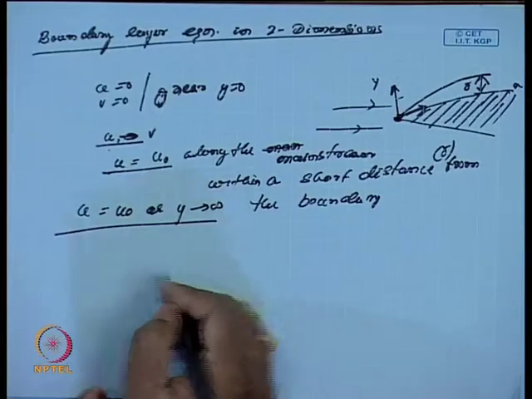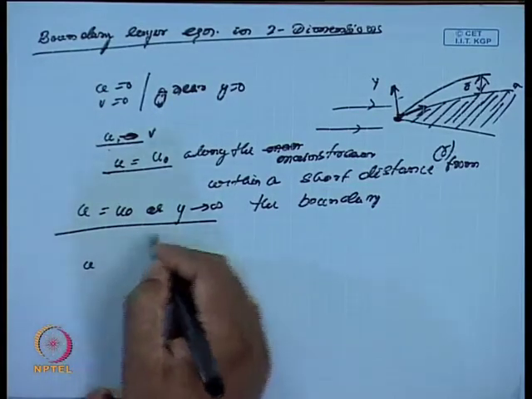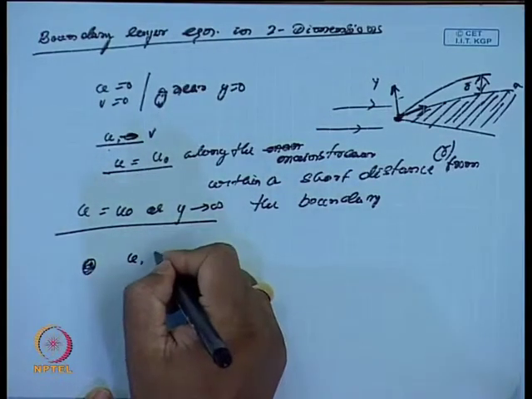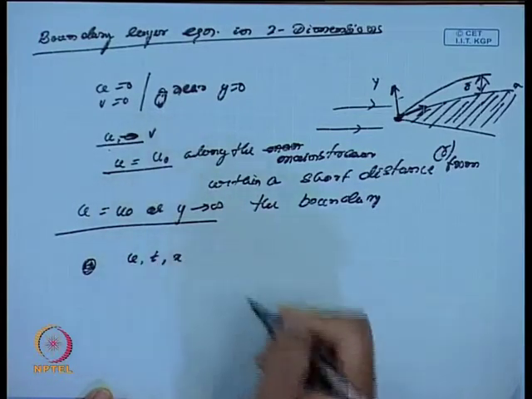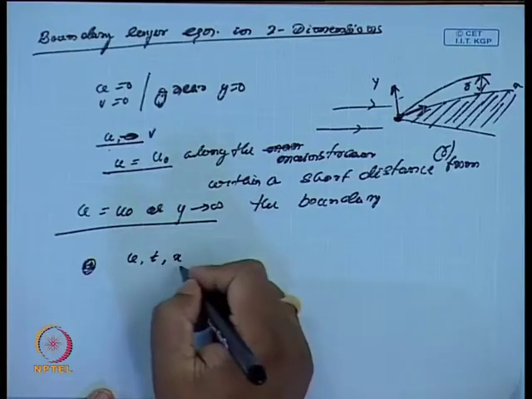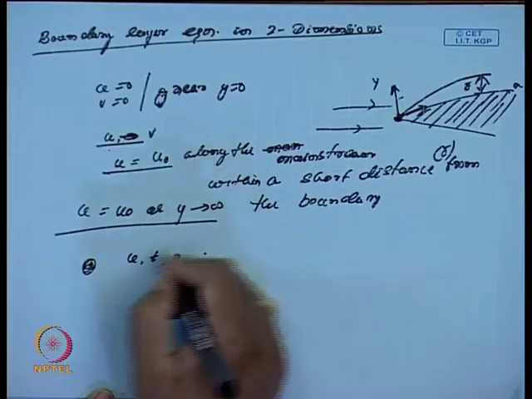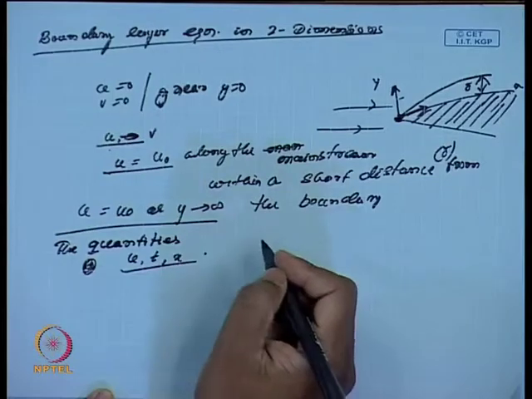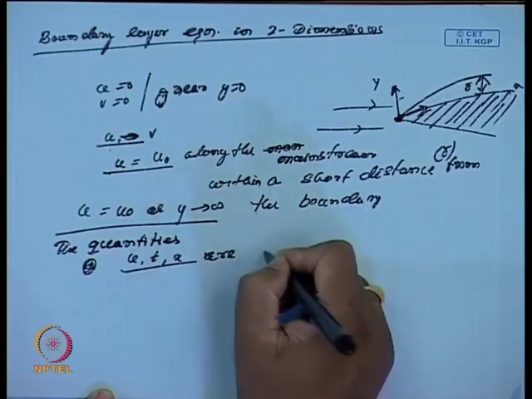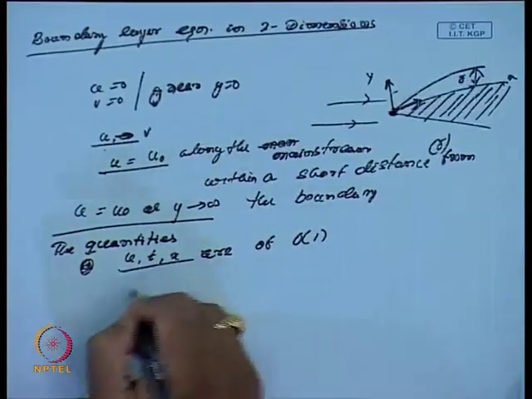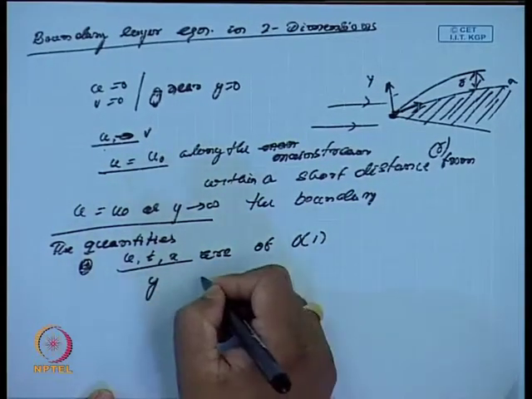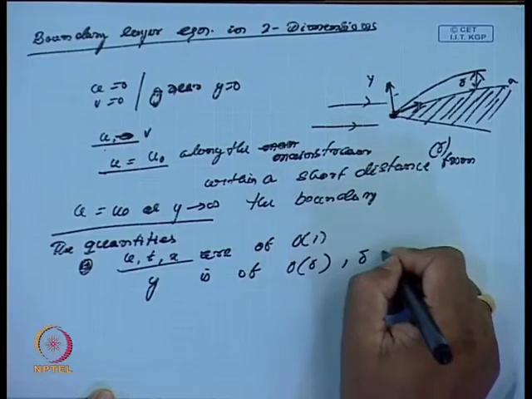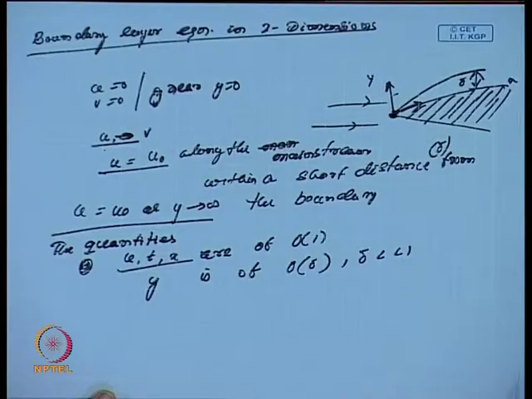So, that will come. Now, I assume a few things. Based on this, I assume the component of velocity u, t is the time variable, x is the space variable, these quantities u, t, x are of order 1, and y is of order delta, where delta is much less than 1. If this is the case, then what will happen?